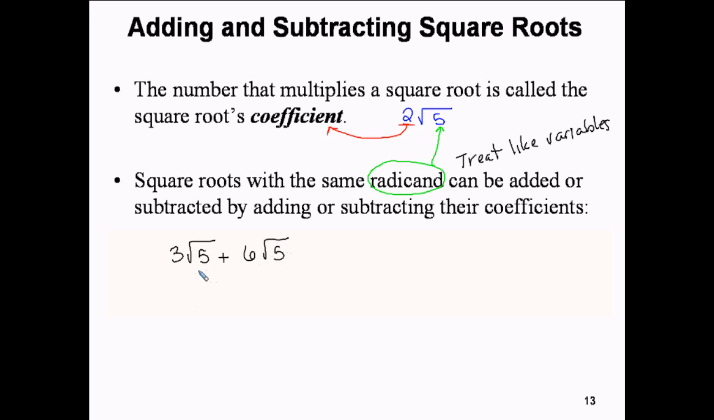If I have 3 square roots of 5 and 6 square roots of 5, altogether I have 9 square roots of 5. The square root doesn't change. I can't do anything to it. If you think you have little tiles printed with square root of 5 on there, and you have 3 on one part and 6 on another, you have 9 altogether. Okay. And the same thing with subtracting.